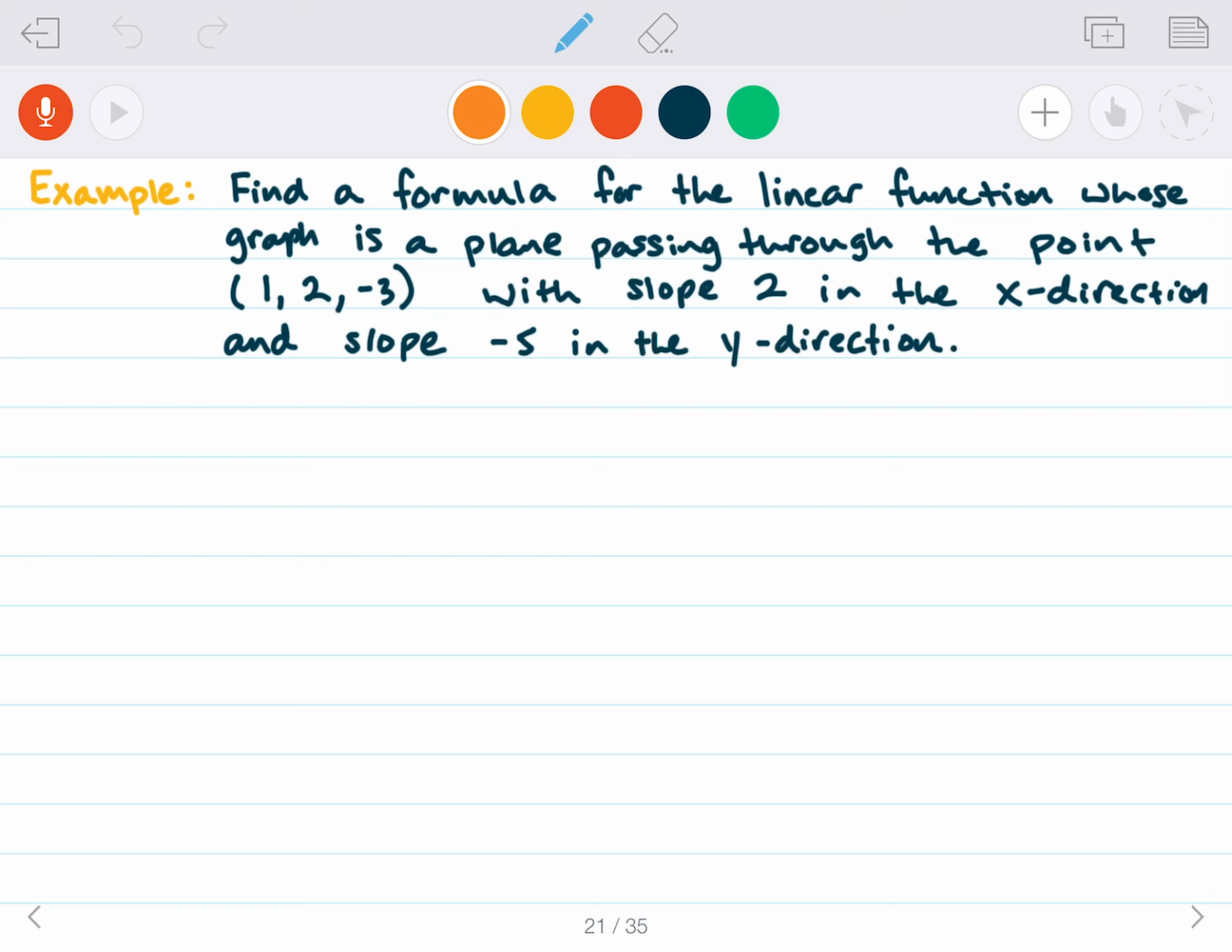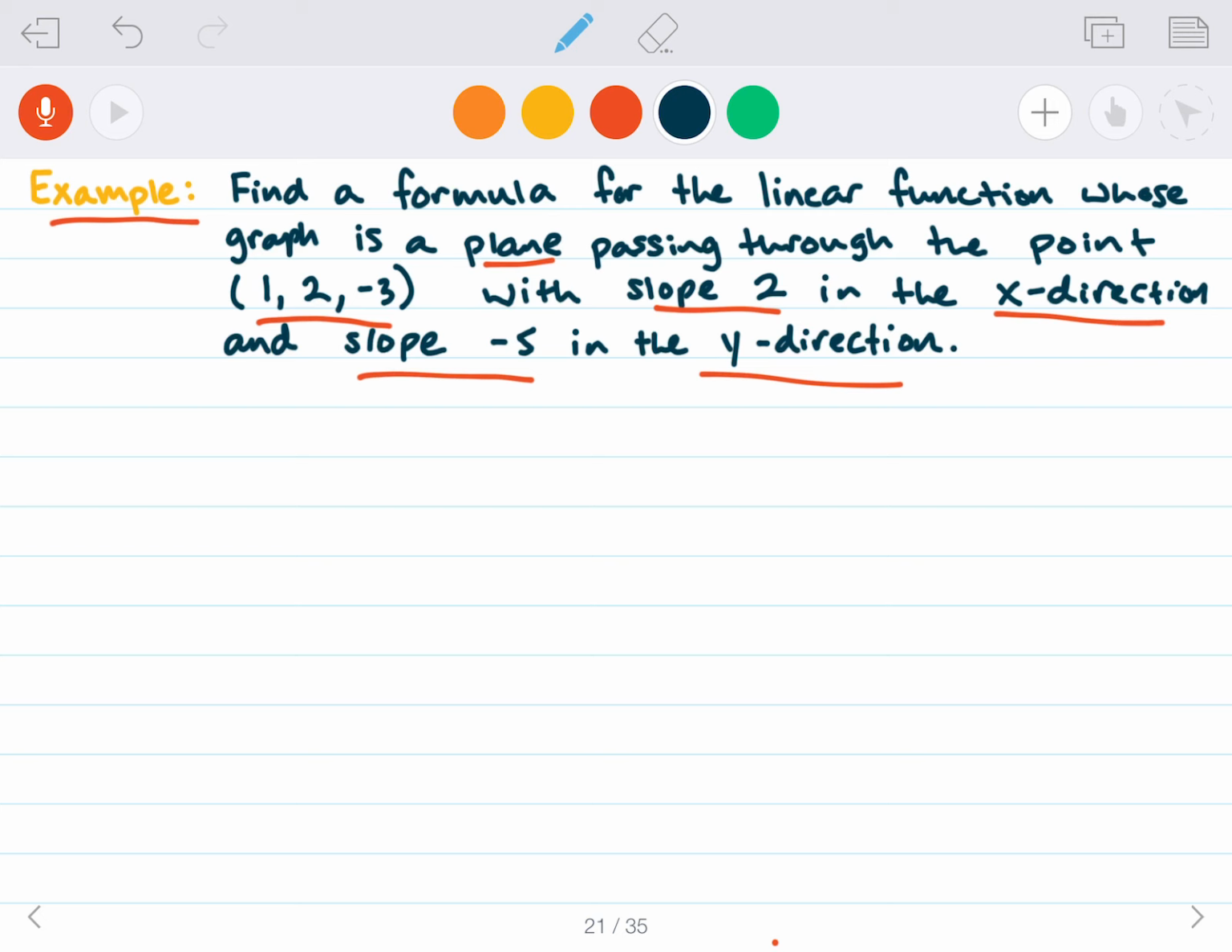Alright, so let's just jump right into the examples. We want to find a formula for the linear function whose graph is a plane passing through the point (1, 2, -3), has a slope of 2 in the x direction and a slope of negative 5 in the y direction.